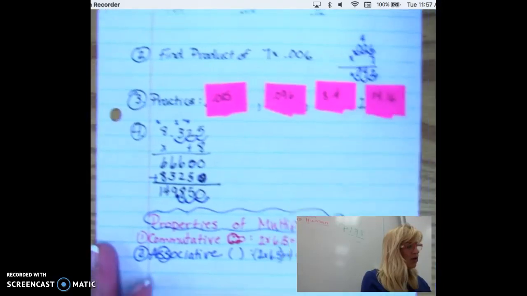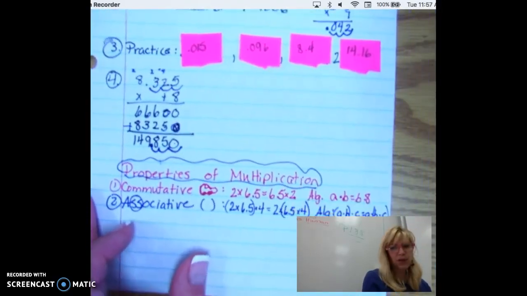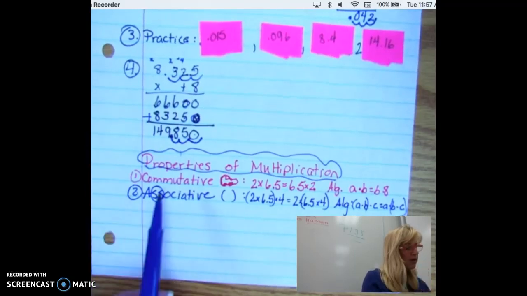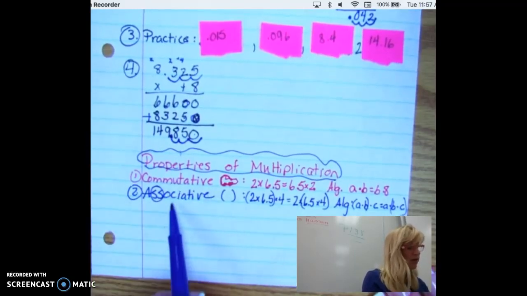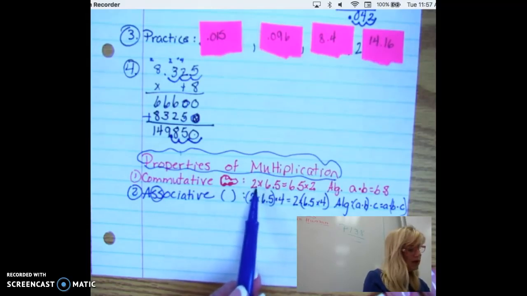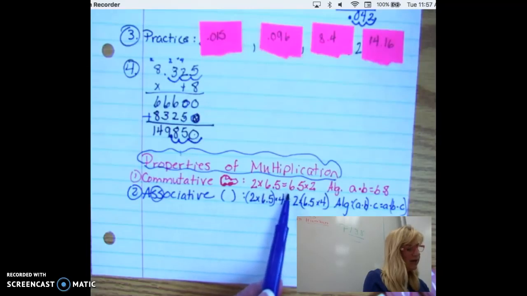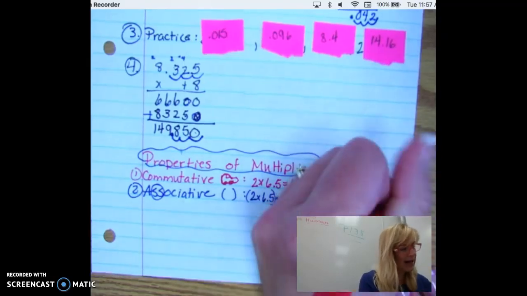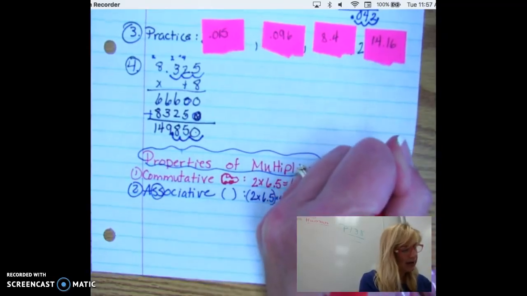The last thing I want you to write down are the properties of multiplication. They're exactly the same as the properties of addition, the commutative and associative properties. The commutative is the car, where they simply drive around the equation. So 2 times 6.5 is the same as 6.5 times 2. A times B equals B times A. What was I thinking? Clearly not.